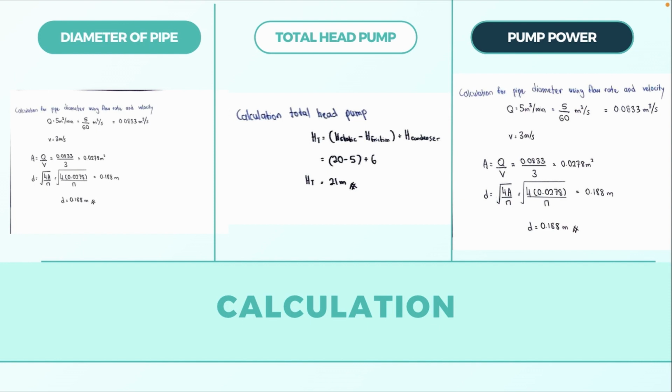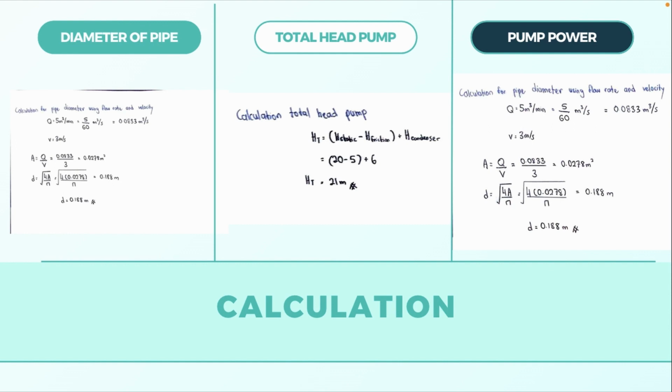For the calculation, step 1, we calculate the required pipe diameter based on the flow rate of water. The cross-sectional area of the pipe can be found using the formula area equals flow rate over velocity. After we find the area of the pipe, we can calculate the diameter of the pipe and we got 0.188 meter. Step 2, we calculate the total pump head and we got a total of 21 meter. The pump capacity value is the same as the flow rate.